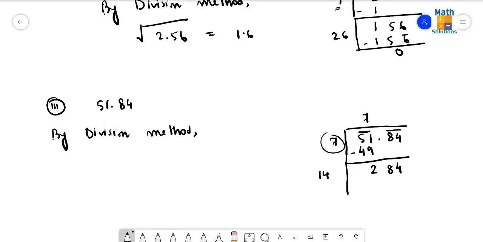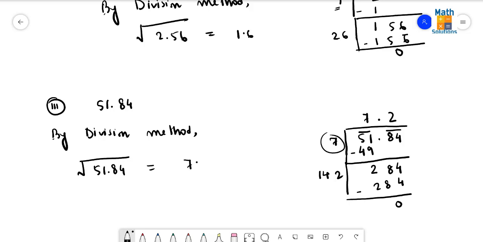If I place here 2, here also 2, I shall be getting 2 2s are 4, 2 14s are 28. So when we do subtraction, remainder will be 0, then the point should go exactly above this. So the result will be 7.2. So what can I write? Square root of 51.84. The answer will come as 7.2, means this is the answer. So this is the solution.